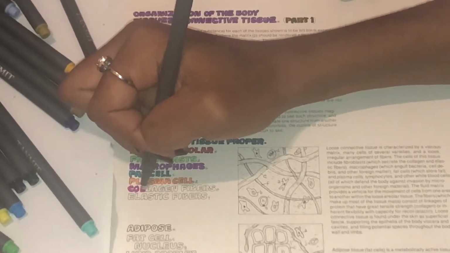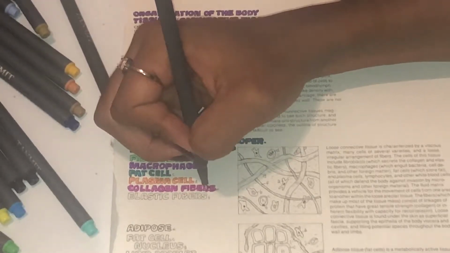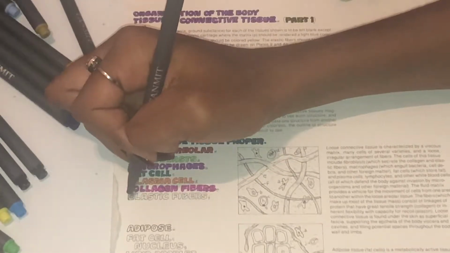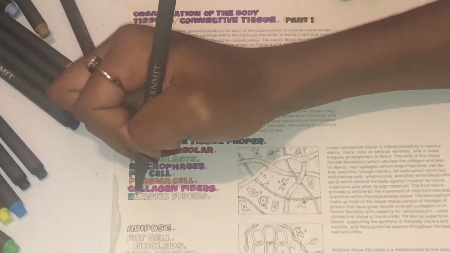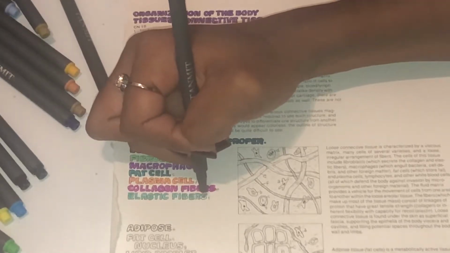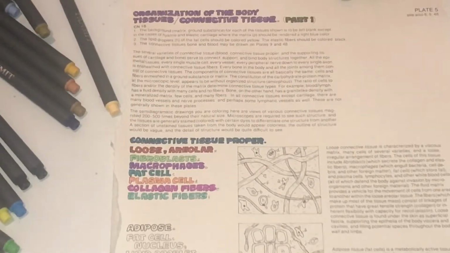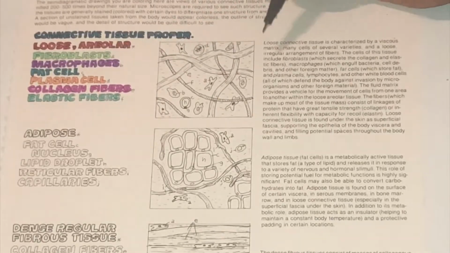And I'm coloring all these terms in. Loose areolar, I've colored in red. Fibroblasts, A, I've colored in a light green color. Macrophages, B, I've colored in purple. Fat cell, C, I've colored in a teal type color. Plasma cell, D, I've colored in an orange color. Collagen fibers, E, that is in a magenta type color. And elastic fibers, F, I've colored in this bluish color.